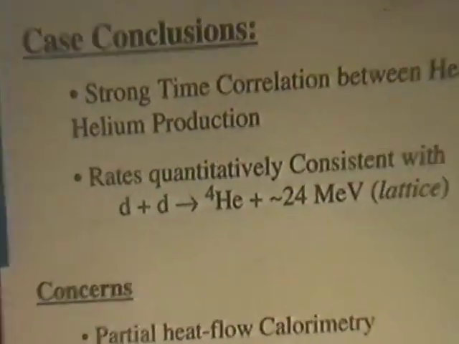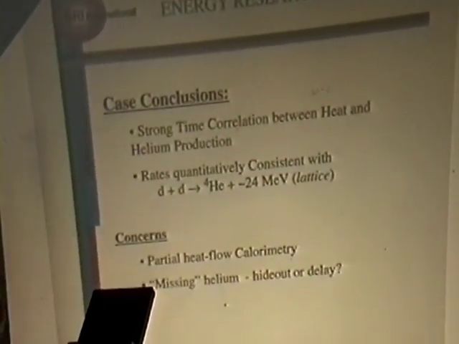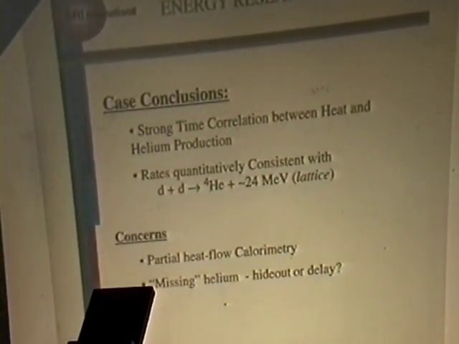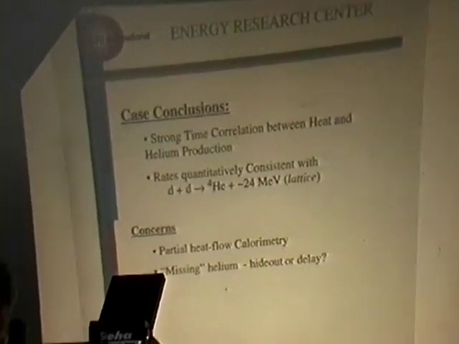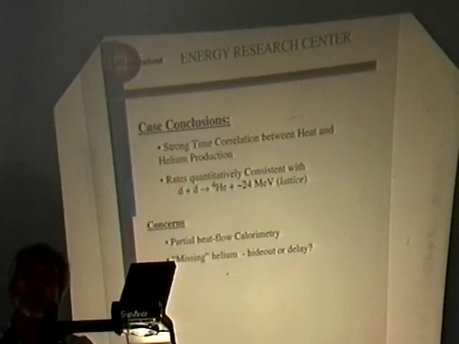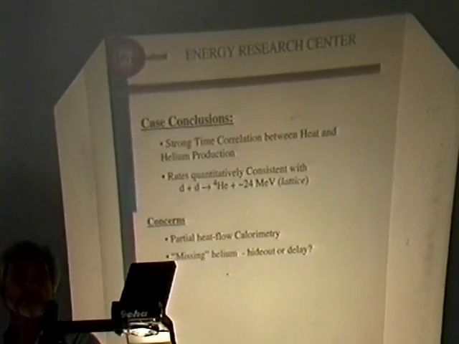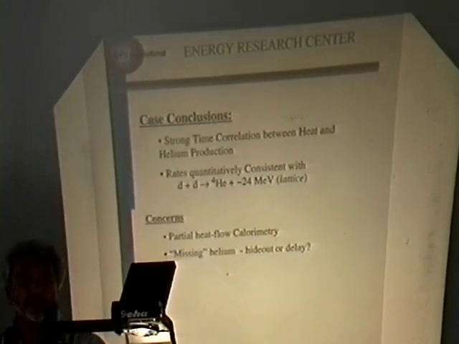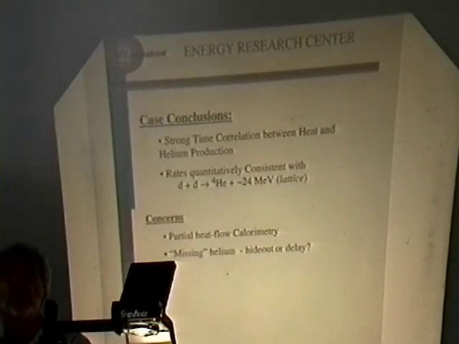So the conclusions from this particular experiment: a strong time correlation between heat and helium production. The rates were quantitatively consistent with D plus D going to helium-4 plus 24 MeV of energy in the lattice. The concerns in this case were the partial heat flow calorimetry. This is not calorimetry in the sense that we have developed in the past. This is not a rigorous mass flow calorimeter. The calorimetry could certainly be improved somewhat. And there is the issue of missing helium, or helium hideout: not all of the helium that we expect to observe is presented in the gas phase for analysis.